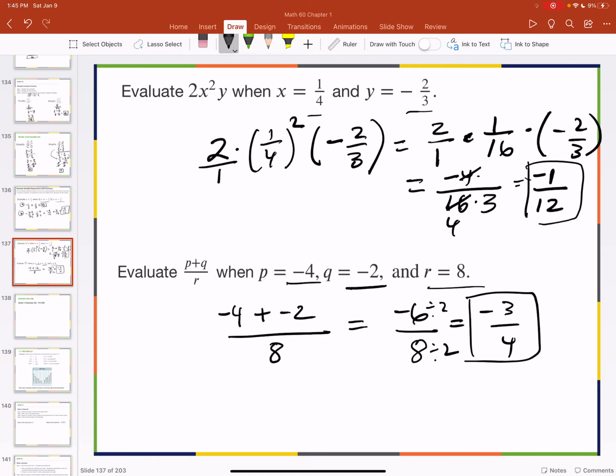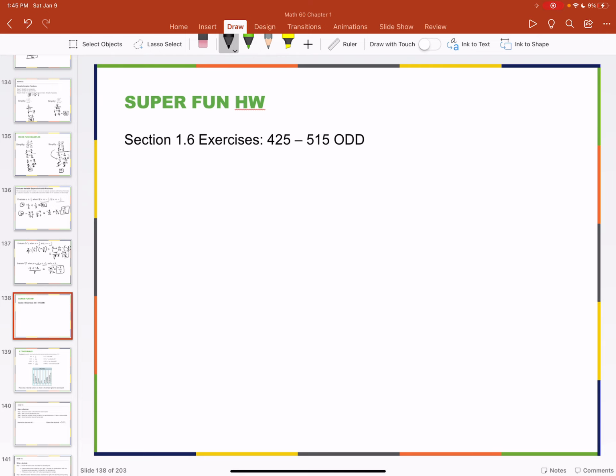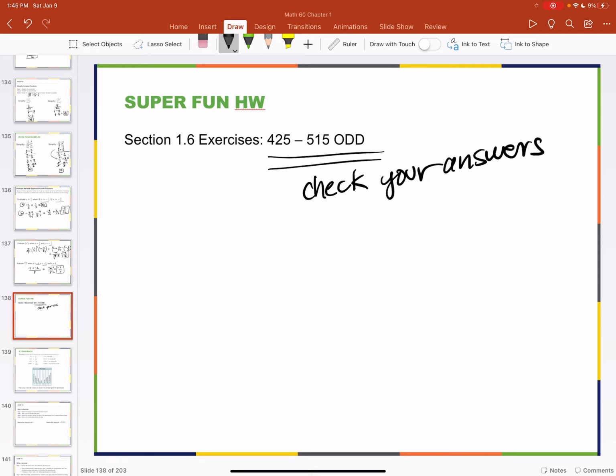Okay? And that is it for this section. Your exercises are 425 to 515 odd. Again, I would highly suggest you do all the odds. You can check your answers. Make sure you check your answers. Okay, and of course, you can email me. You can write on the discussion if you have any questions.